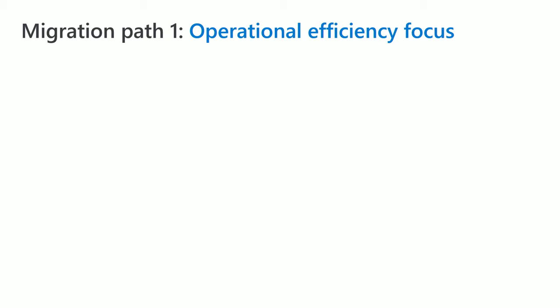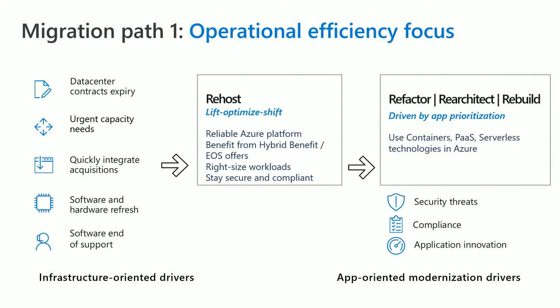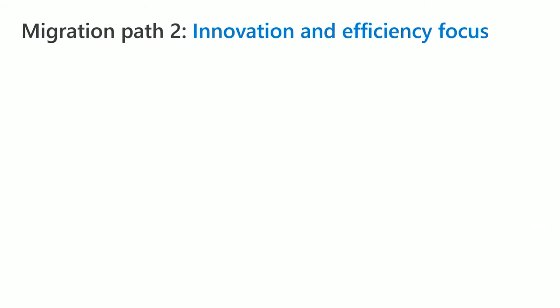The first path is focused on operational efficiency, where you typically do a lift and shift migration of your desktop environments to Azure, and then you could modernize them later once you have migrated them. The triggers typically here are infrastructure oriented, like data center lease expiry, and so on.